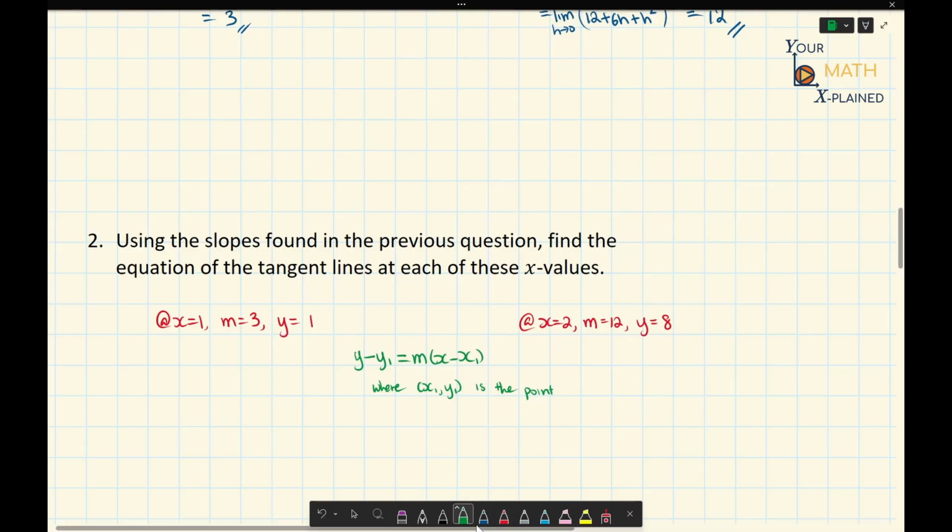So now for our first point, that would be (1, 1) with a slope of 3. So using this formula, we get y minus 1 is equal to 3 times (x minus 1). And then for our second point, that would be (2, 8), which means the equation of the tangent line is going to be y minus 8 is equal to 12 times (x minus 2). And feel free to just leave your answer as that. We don't need to change them to the slope-intercept form.